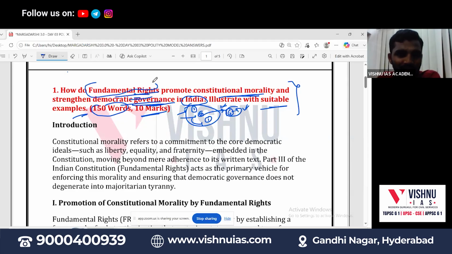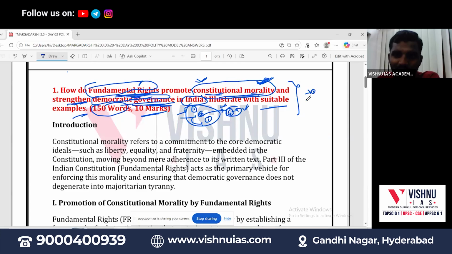We have different fundamental rights. These fundamental rights, how do they promote constitutional morality? That means first you need to know what is meant by constitutional morality, and then how fundamental rights really help in promoting it. That is the analytical part, but first you should know what constitutional morality means. And number two, not only that, fundamental rights also strengthen democratic governance. So there are two subparts in the question.